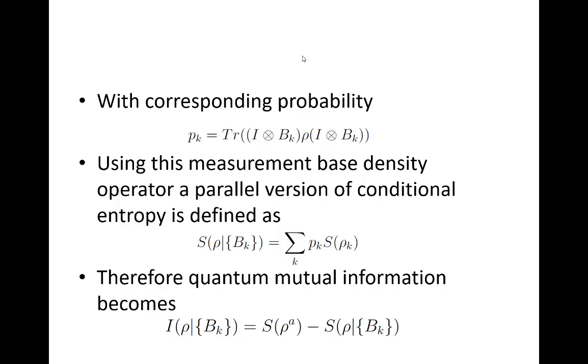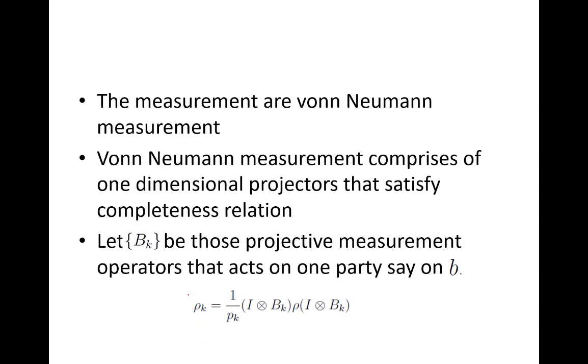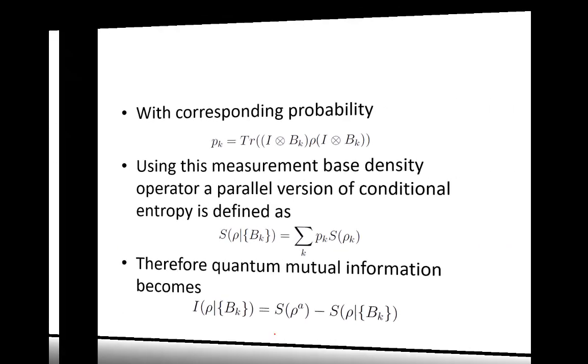So we will define projectors BK and perform measurements, projective measurements, von Neumann measurements, and then we will get PK and rho K. And what is rho K? This is written in the previous slide. So after getting rho K, you can find S of rho K, and then you will get the conditional entropy.